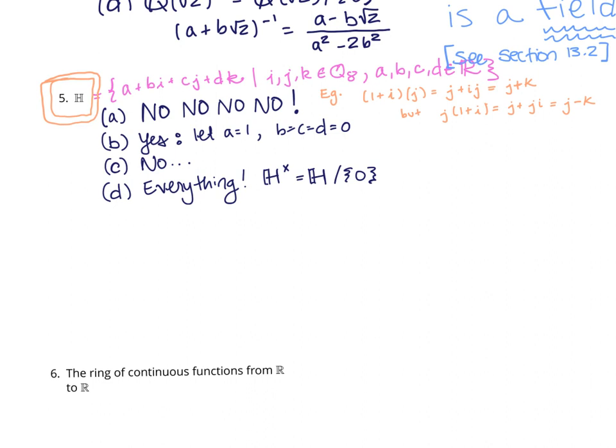Is there an identity, however? Yes, indeed. If we choose our coefficient a to be 1 and everything else to be 0, then we just get 1.